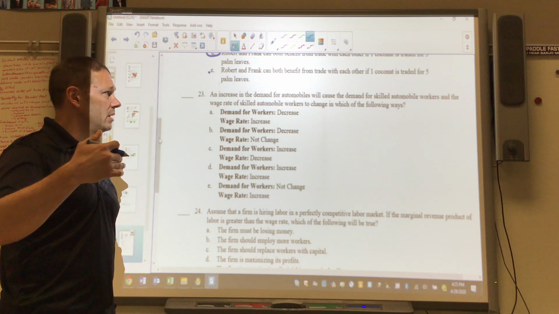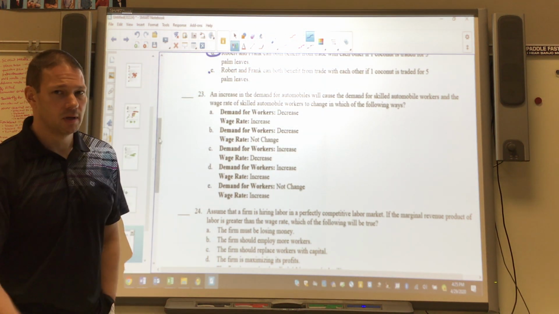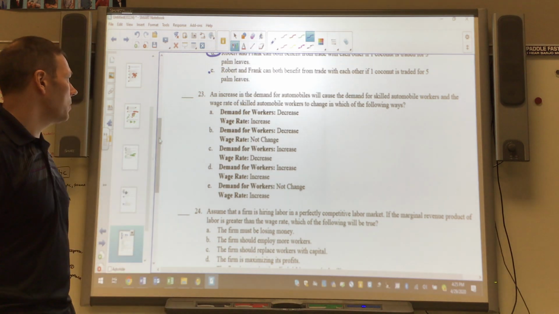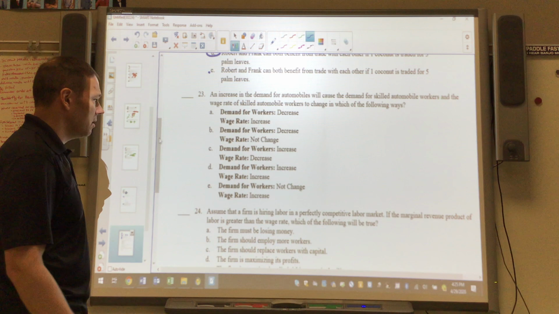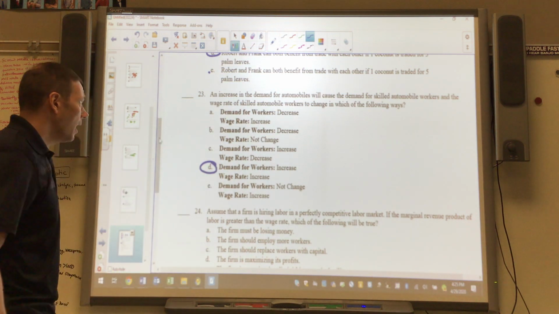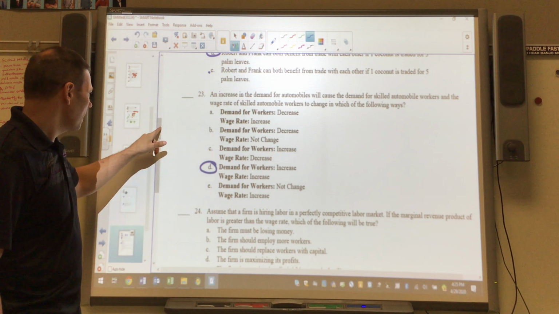All right, number 23, there's another MRP. If there's an increase in the demand for automobiles, it's going to raise the price of automobiles. That's going to raise the demand for automobile manufacturers. And so you're going to see the demand for auto workers increase as well as the wage rate. So letter D for number 23.